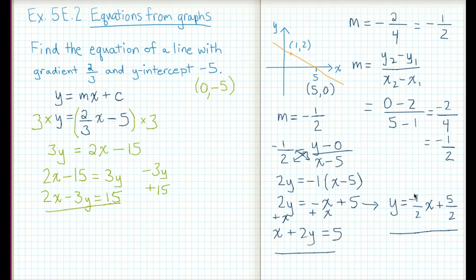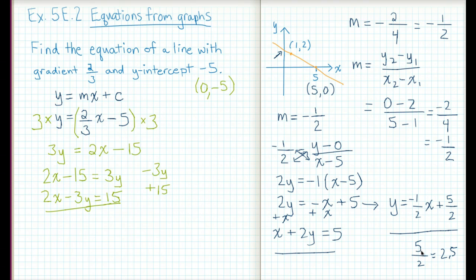And the advantage there is I see the gradient. There's the gradient. And 5 over 2 is the same as 2.5. So that's equal to 2.5. And if I look at the graph, I can see that the intercept here is 1, 2, 2.5. So then I can read off and know that that's correct because I can see that the y-intercept on the graph is 2.5.